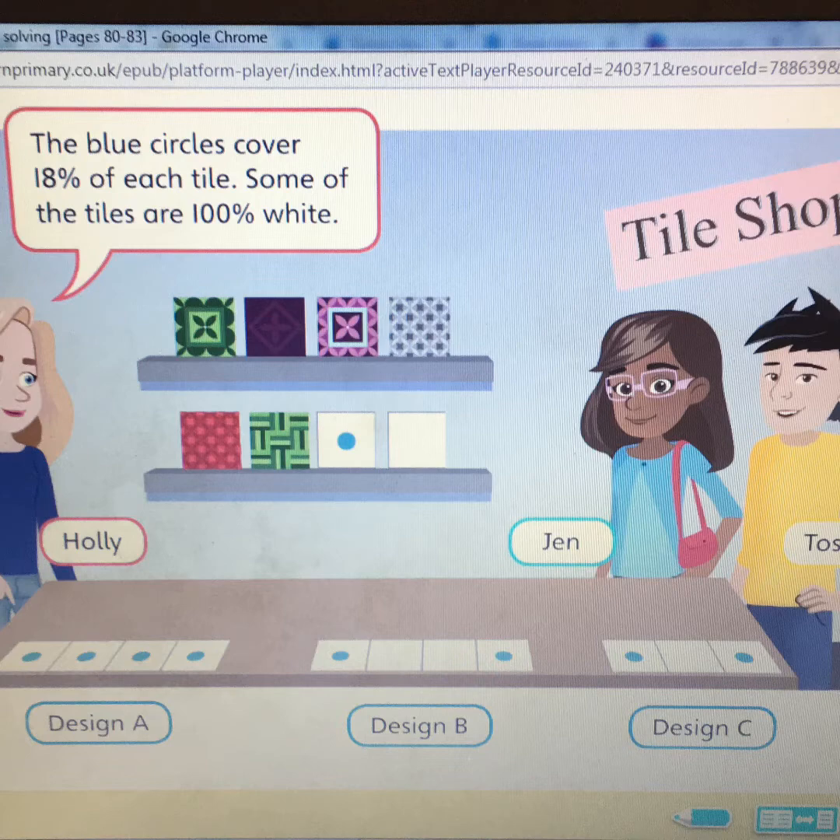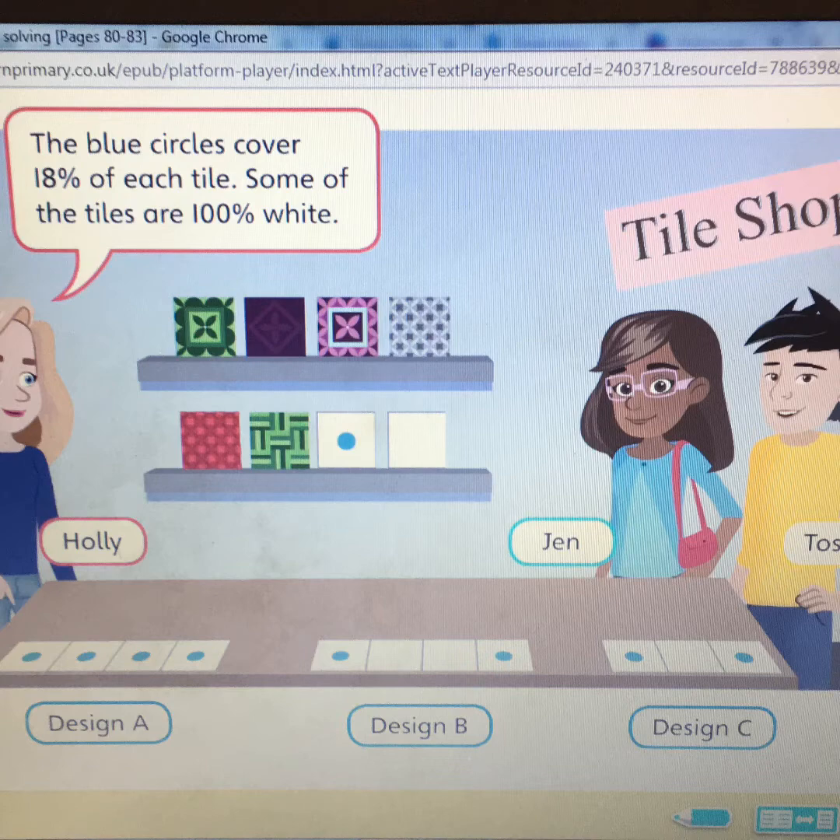So we're in a tile shop. We are tile shopping for a bathroom or a kitchen maybe. And Holly has chosen this delightful tile, which is white. And then sometimes it's got a blue circle in the middle. Sometimes it's just plain. And Holly is saying the blue circles cover 18% of each tile. So if you had a white tile, just one, with a blue circle in the middle, the blue would be 18% of that one tile. And some of the tiles are 100% white.